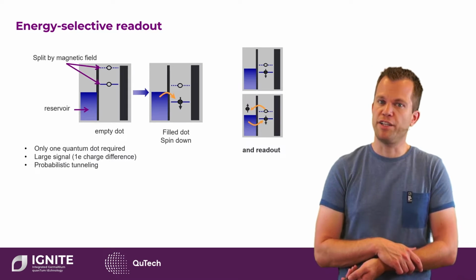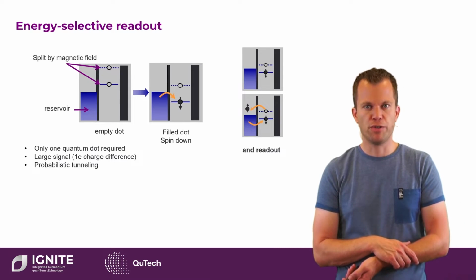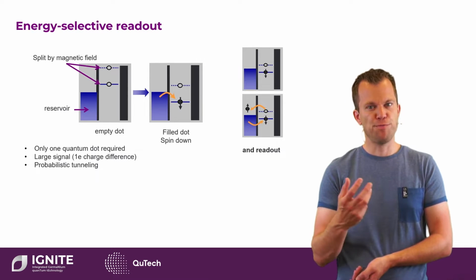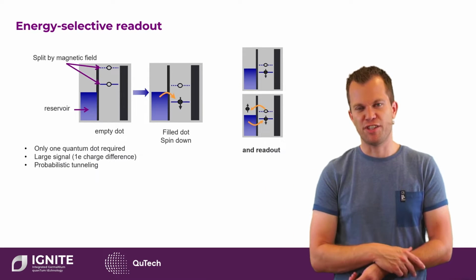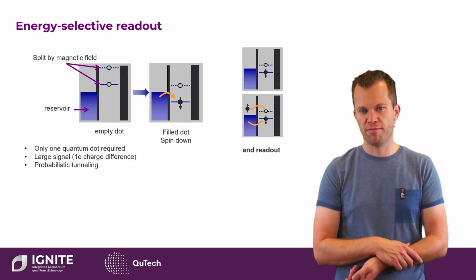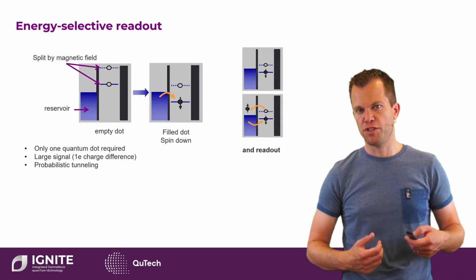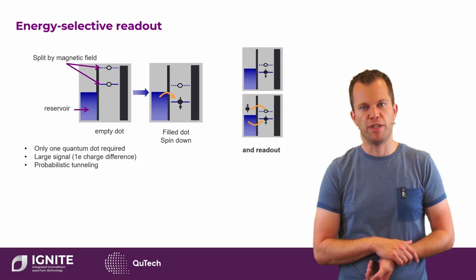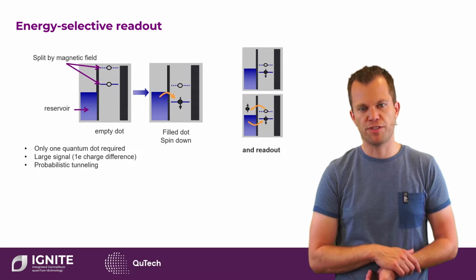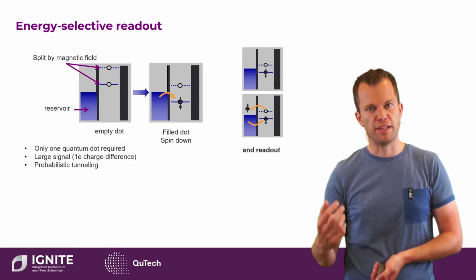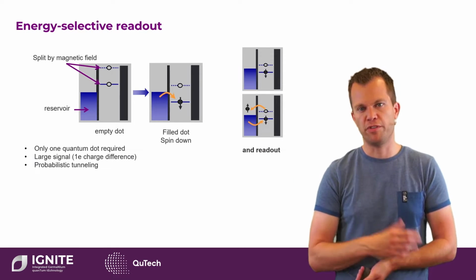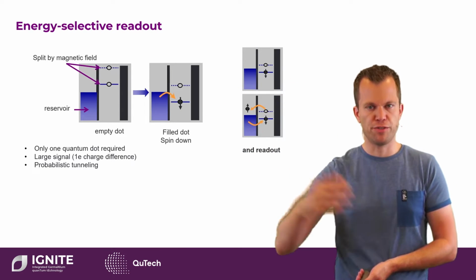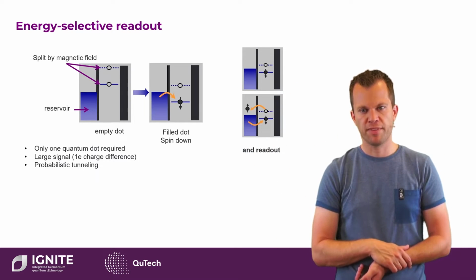So first of all, energy selective readout, also sometimes called Elzerman readout. This is a very efficient, elegant, simple way of qubit readout. So how do we do this? Well, we just require there's an energy difference between our two basis states. So for example, the spin down and spin up state of a qubit in the Loss-DiVincenzo proposal. So if we have a magnetic field, then these two energy states are split.